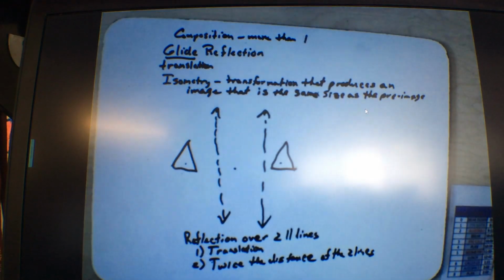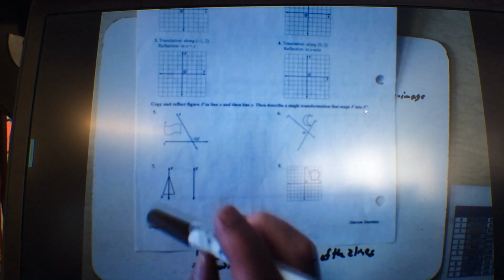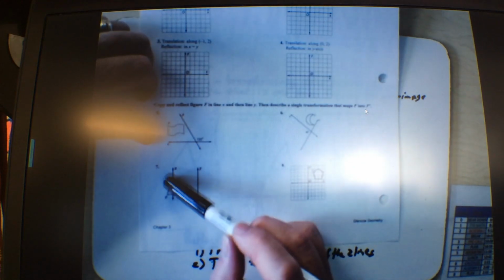Okay, so here's your worksheet. 5, 6, 7, or 8. Which one has a reflection across two parallel lines? Number 7, right? Okay, now when you reflect 7 across this line, it's itself.